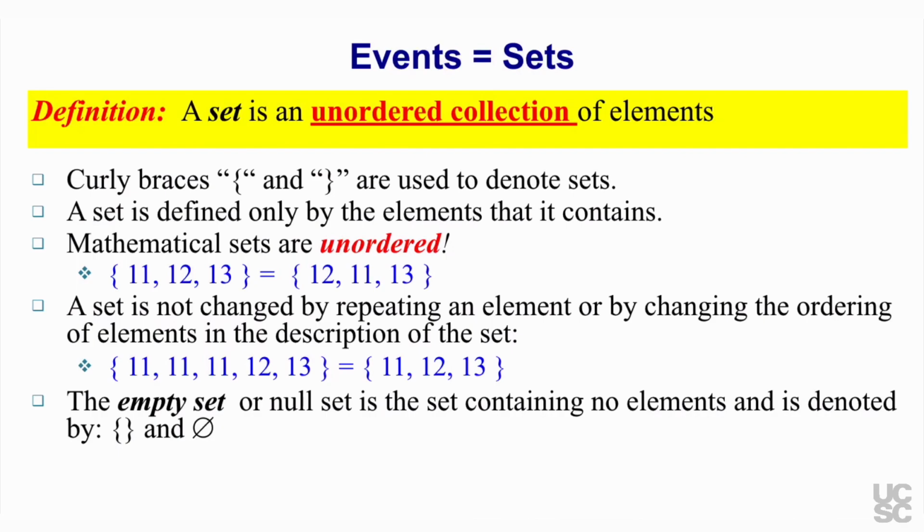What is important to remember is that events are simply sets, and as such, they are unordered collections of discrete elements, and we denote them with curly braces, as you see. And we just have to remember that this collection of elements is unordered, and it doesn't matter the order in which we write them or how many times we repeat any of the elements. The other nomenclature that is important for us is the empty set, which is denoted by the Greek letter phi, or the empty curly braces.